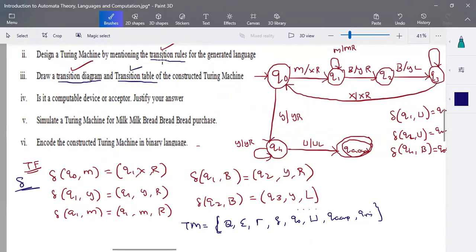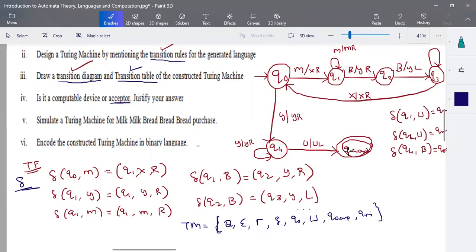Okay, so design a Turing machine done, transition diagram, transition table done, and it is a computable device or an acceptor. When you call a Turing machine a computable device, it is doing some computation process like addition, subtraction, multiplication, and all, some calculation like your calculator. When you are designing a Turing machine to perform some mathematical operation, then we call that a computable device. And the term acceptor is very important.